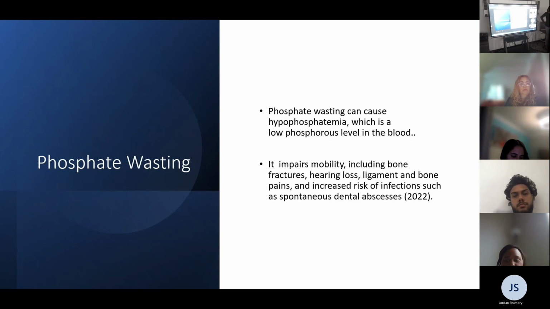Phosphate wasting can be caused by hypophosphatemia, which is low phosphorus level in the blood. It impairs mobility, including bone fractures, hearing loss, ligament and bone pains, and increased risk of infections such as spontaneous dental abscesses.